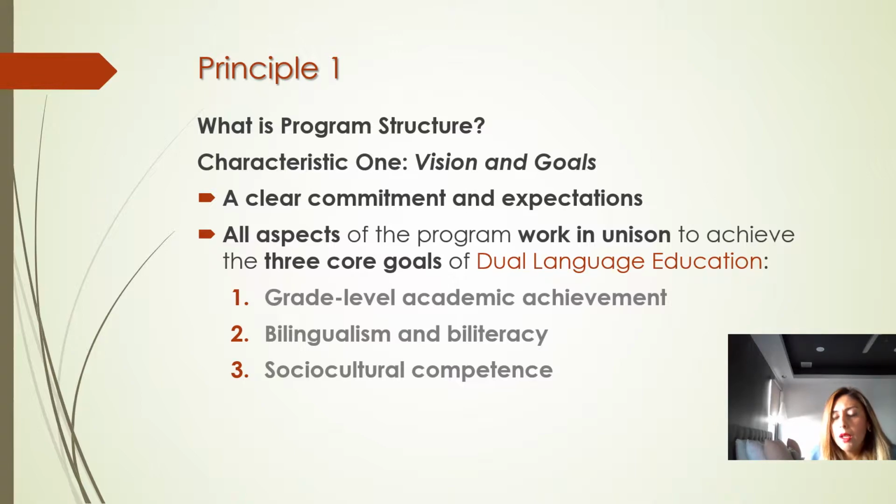First, for Principle 1, we should understand what program structure is. Program structure refers to the organizational work involved in establishing an effective dual language program. Characteristic 1 is the vision and goals of the program, which means it has a clear commitment and expectations. All aspects of the program work in unison to achieve all three core goals of dual language education: grade-level academic achievement, bilingualism and biliteracy, and sociocultural competence.